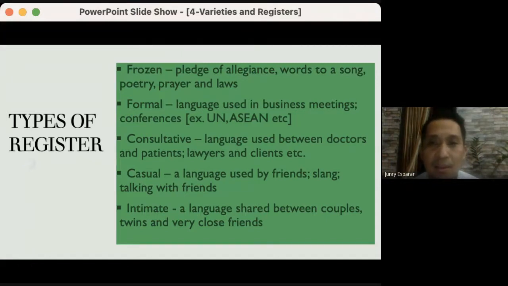Have you noticed that? When you pray, when you recite the pledge to the flag, "Ako ay Pilipino." So that's frozen, right? And what about formal?